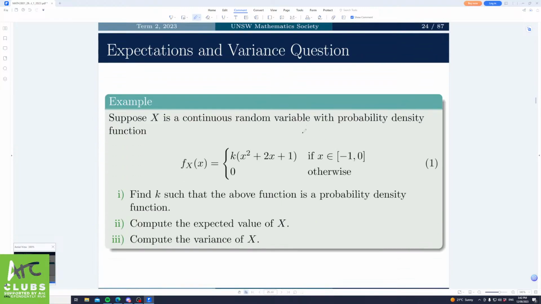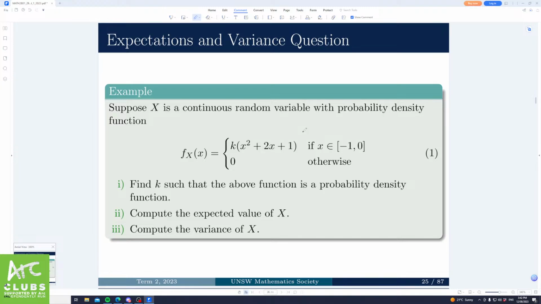Okay, let's look at an expectation and variance question. So we have this PDF, it's a piecewise function. It's pretty much telling us that x can only take on values between -1 and 0. Otherwise, there is 0 chance it can take that value, so we don't really have to worry about it. Part I says, find k such that the above function is a probability density function.